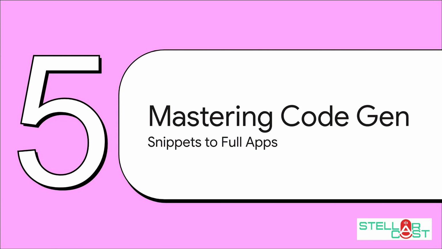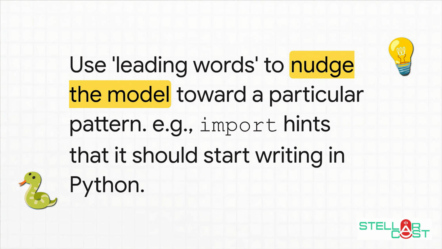Okay, finally, let's zero in on a huge use case, especially for all the developers watching: mastering code generation. These tips will help you go from just spitting out little snippets to building out entire applications. This is a lot like that priming technique we talked about, but for code. Just by adding the single word "import" at the end of your prompt, you're giving the model a massive hint that you're looking for Python code. You could do the same thing with "select" for SQL. It's such a simple way to steer the model towards the right language.